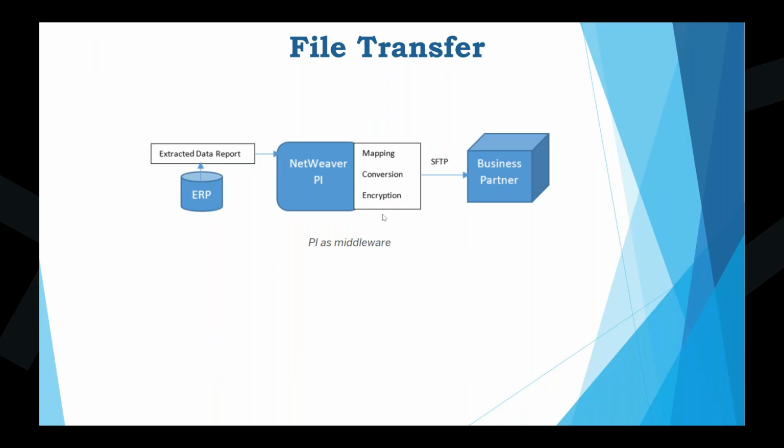I said SFTP, not SMTP. SFTP, file transfer protocol. We used to put the file in the A11 directory, and there is an OS-level script that will pick the file from the A11 directory and dump it into the PA, or dump it into the external systems. So this is called the file transfer protocol.